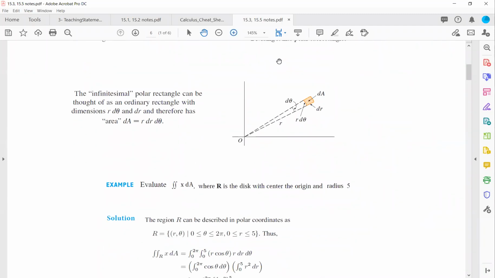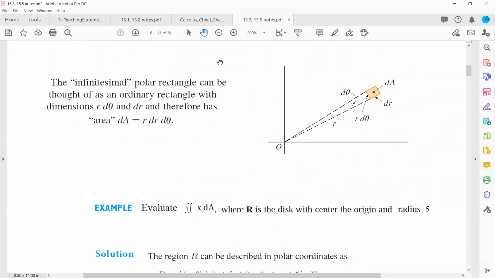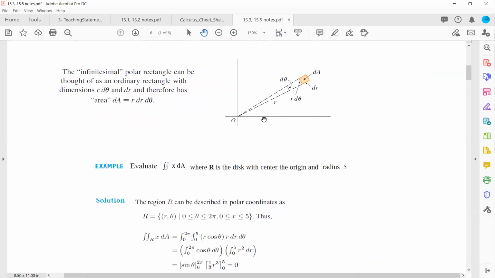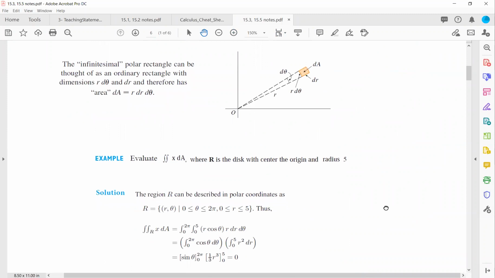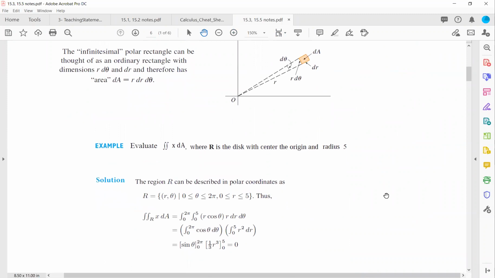Let's take a look at one example to see what's going on here. The question says, find the double integral of x dA, where your domain is the disk with center the origin and radius 5. So you are taking the integral over this domain.